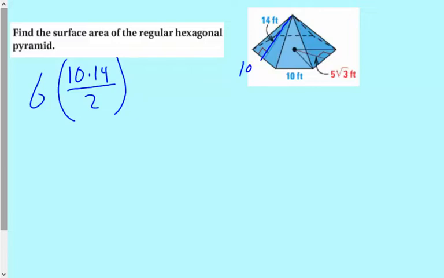Now what I need to do is find the area of the regular hexagon on the bottom. All right, they give us the apothem, which is 5 root 3. They give us this base, which is 10, which makes that 5. Interesting.